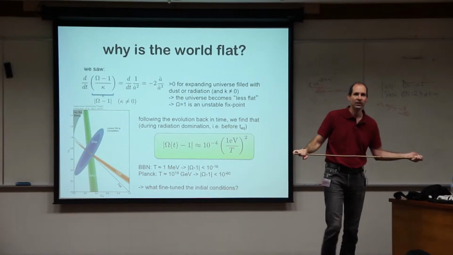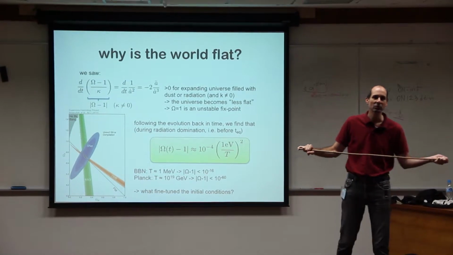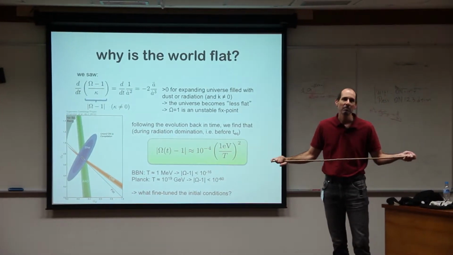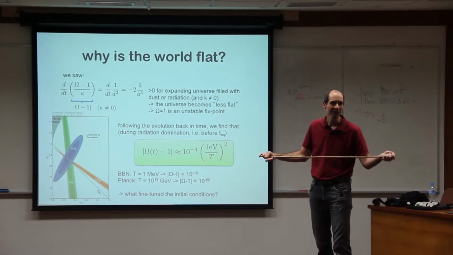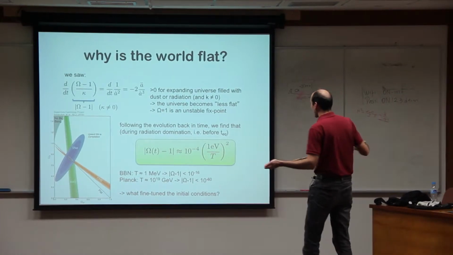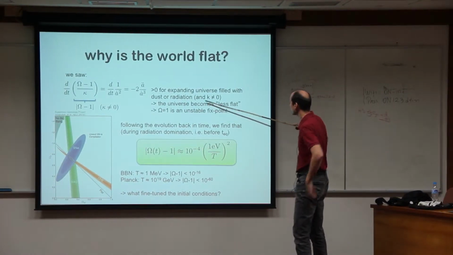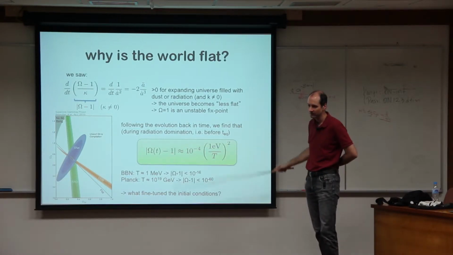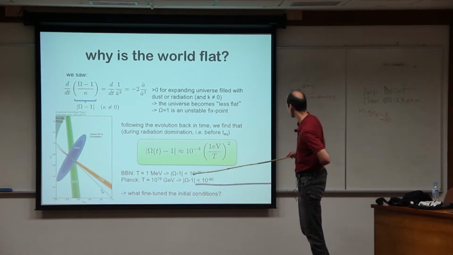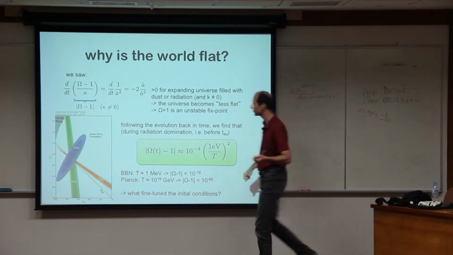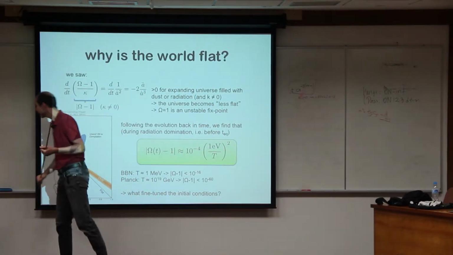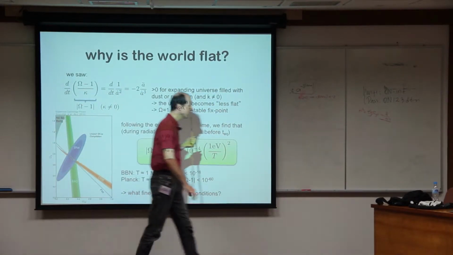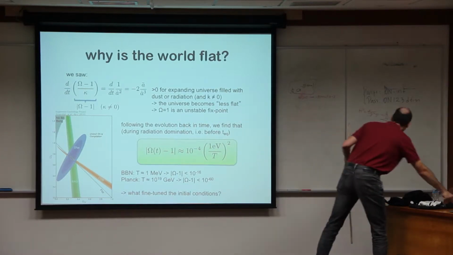But we also saw that the data tells us the universe is flat to better than 10 to the minus 2, nearly 10 to the minus 3. And so this is bizarre, no? Because if you go back in time, the universe becomes more and more flat. Let me show you why this pretty much has to be.